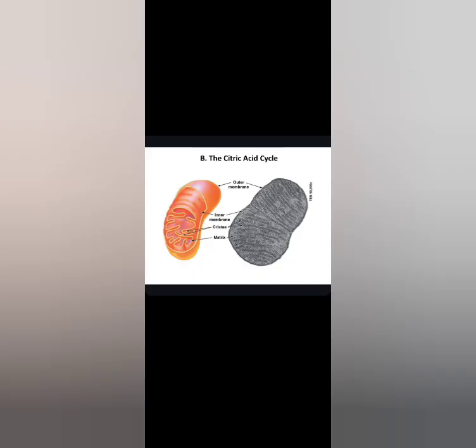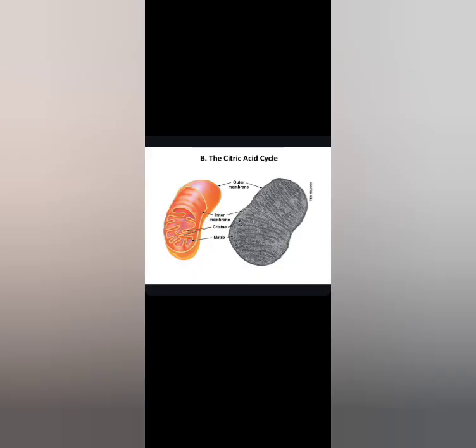Okay, before entering into the citric acid cycle, a brief reminder of what the mitochondria looks like. How many membranes surround the mitochondria? Anyone? Yes? 2 membranes, yes. So there are 4 layers of phospholipids, or 2 phospholipid bilayers, around the mitochondria.